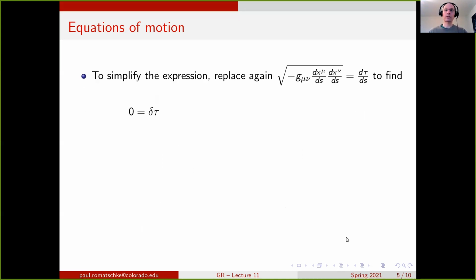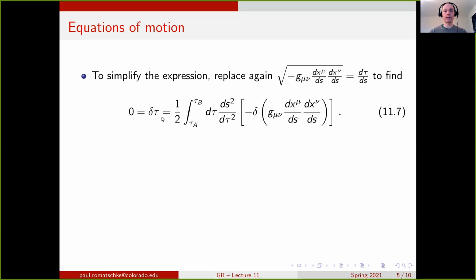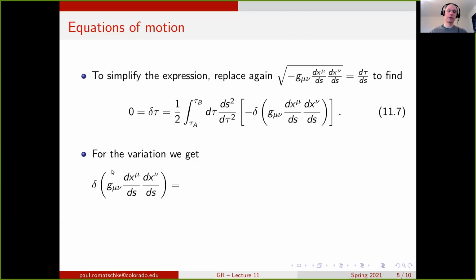To simplify this expression, we can again note that this square root that we have here, we originally got by expressing dτ in terms of ds. So this square root here is nothing else but dτ by ds. If we use that to simplify the expression, we find again that our expression for the minimal variation of the proper time is now given as 1/2 times the integral from A to B of dτ times ds squared over dτ squared times the variation of the argument of the square root. For the variation of this argument, we want to calculate the variation of this thing here.